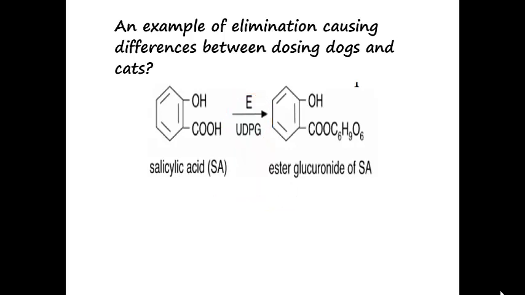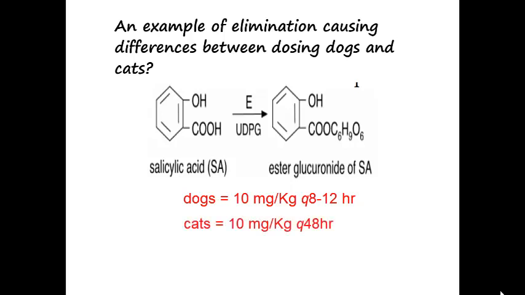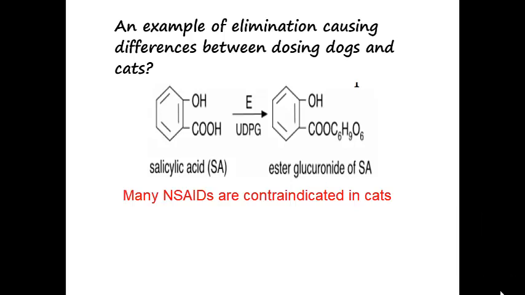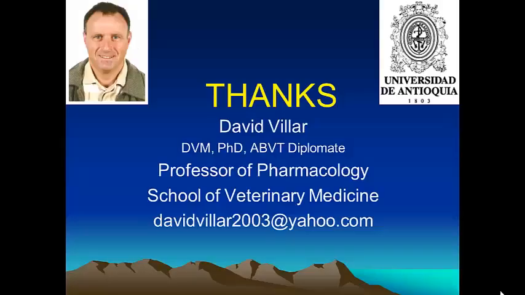And this basically explains why the typical dosage of 10 milligrams per kilogram, which is given every 8 to 12 hours in dogs, in cats should be spaced to every other day, basically. And it also explains why many non-steroidal anti-inflammatory drugs like aspirin are more toxic in cats and consequently are contraindicated in this species. So this is the final slide for this presentation.